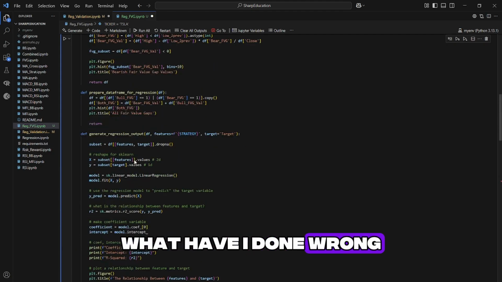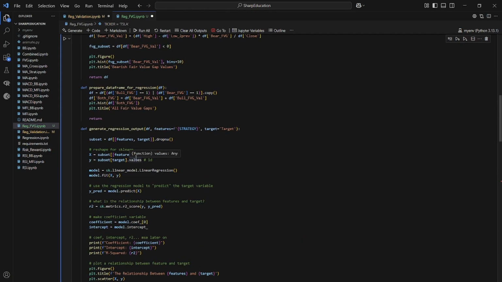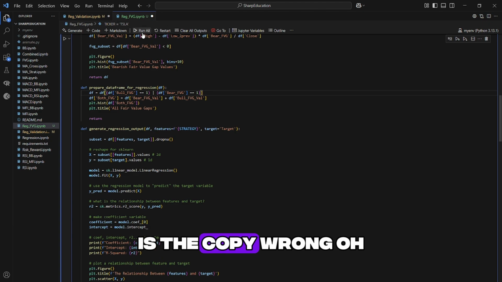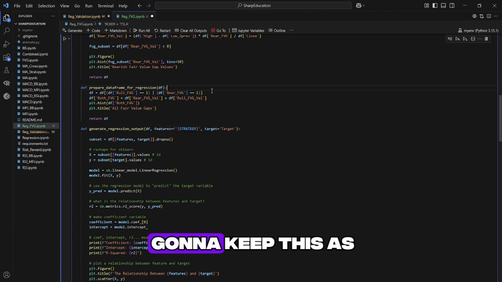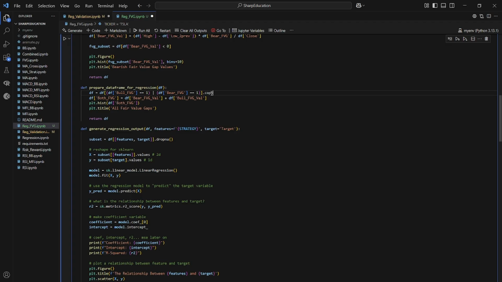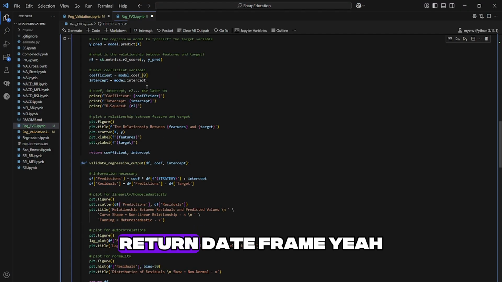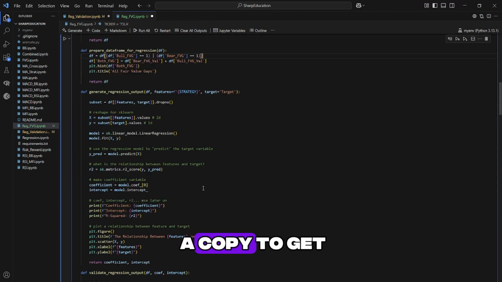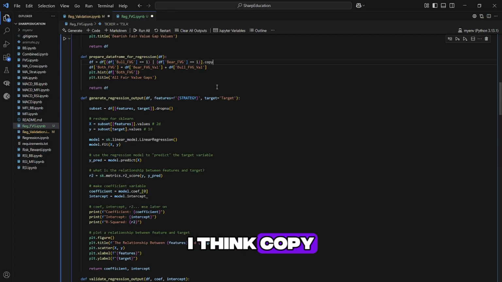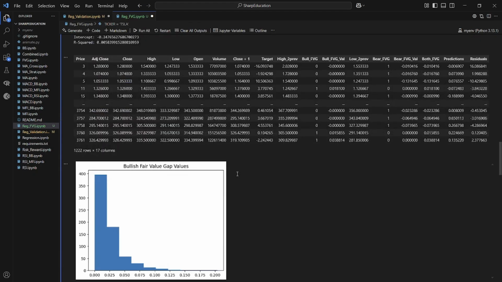What have I done wrong? Is the copy wrong? Oh, I just returned nothing. Data frame, and I am going to keep this as a copy. No, I'm not. Return data frame. Yeah. I'm going to make it a copy to get rid of that error, I think. Copy. It should be okay now.